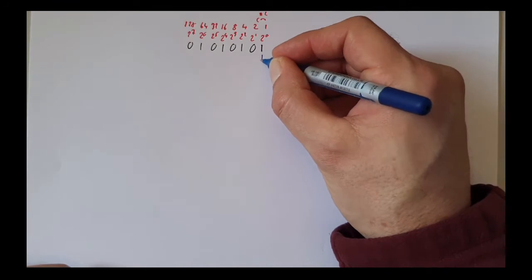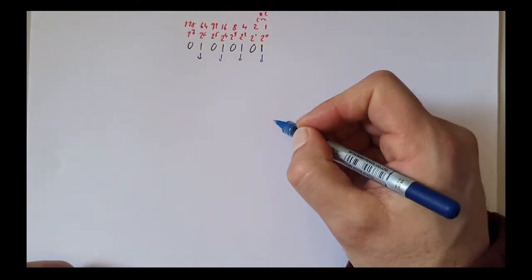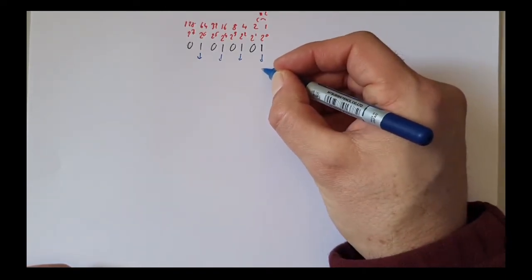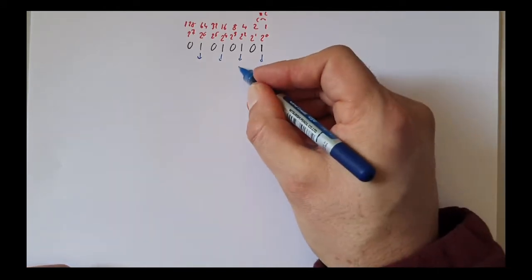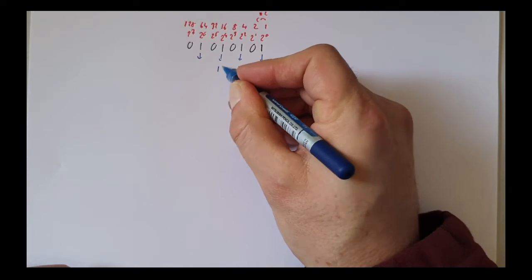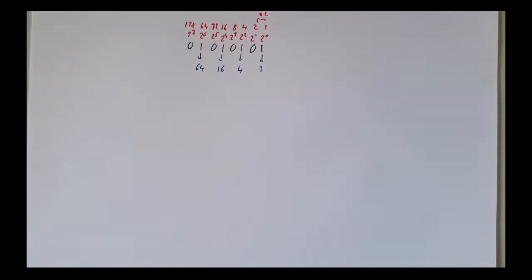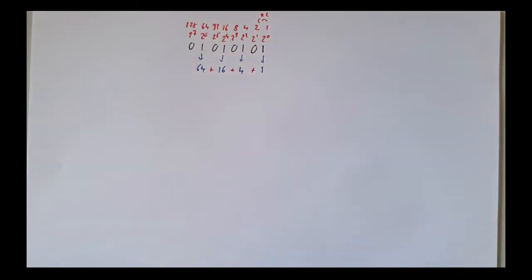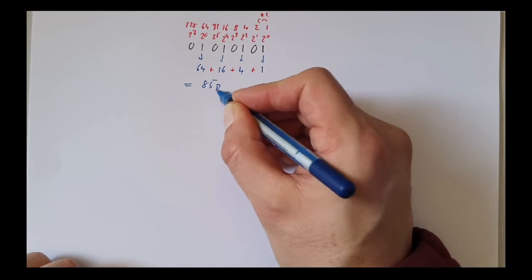You always take the positions where 1 is written and you write the decimal replacement: 1, 4, 16, 64. And you sum it up, plus, plus, plus. And what you get is 85 in decimal.